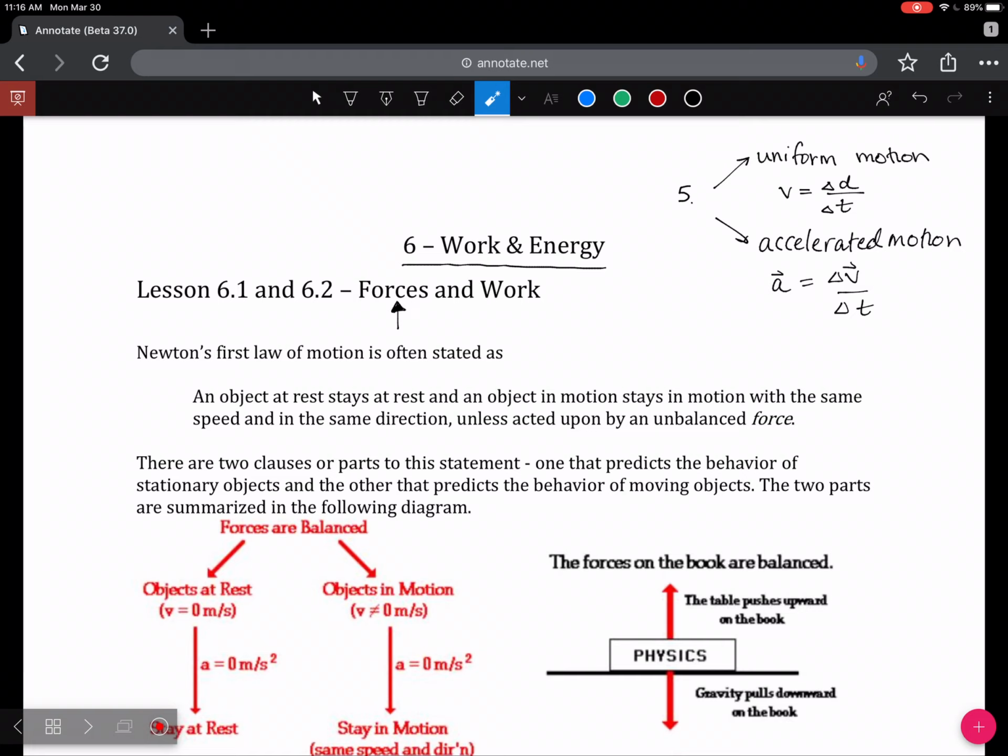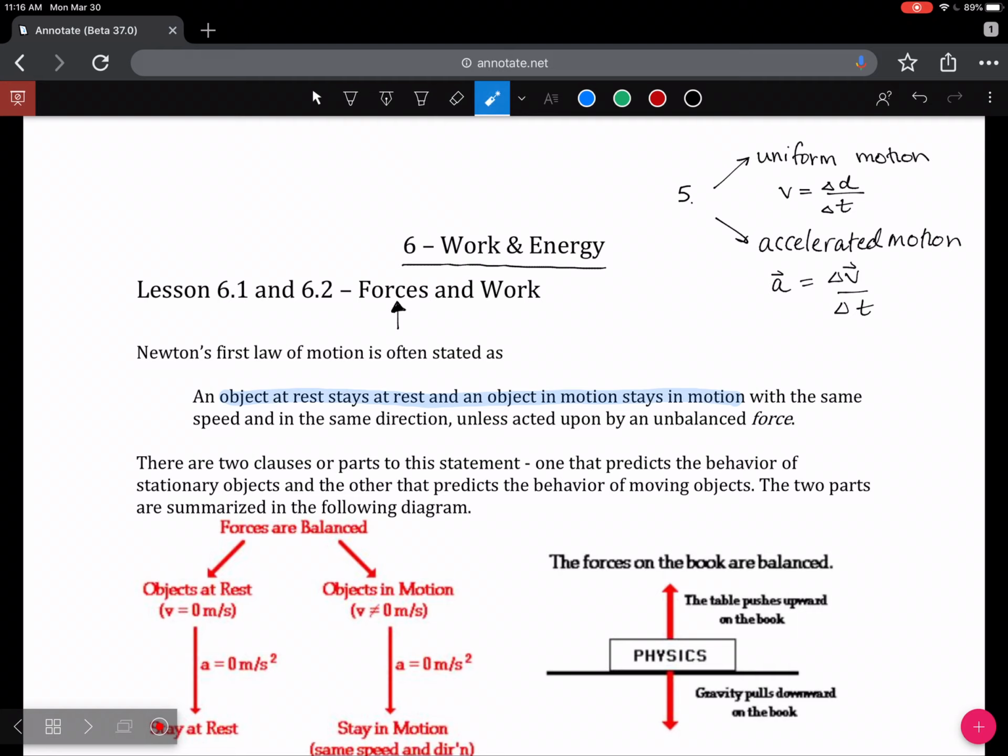An object at rest stays at rest. An object in motion stays in motion. So I'm just going to highlight that. And they're going to just describe that more completely. So to stay in motion, what does that mean? It means you're going to have the same speed and the same direction.